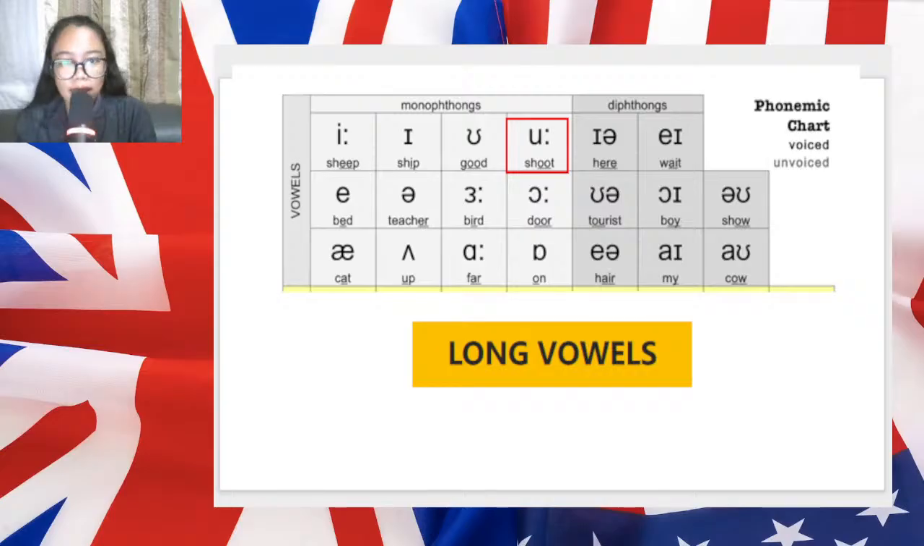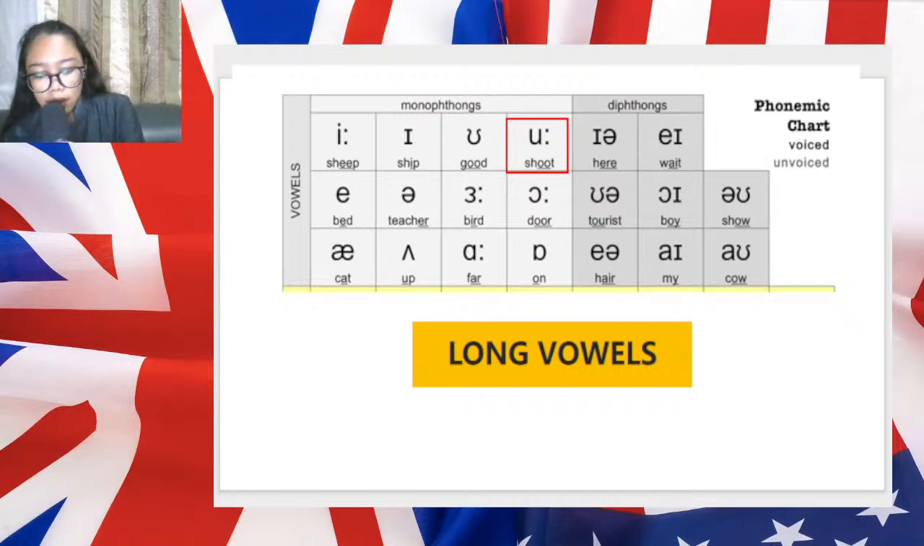Okay, that's how you produce the oo sound. Your lips are really rounded, and of course, it's still tense. Let's try to say it together. Say the sound ooh. Again, ooh. Push those lips forward and hold it. Ooh. Now say the example word here. Shoot. Again, shoot. One more time. Shoot. Okay. That's the ooh sound.